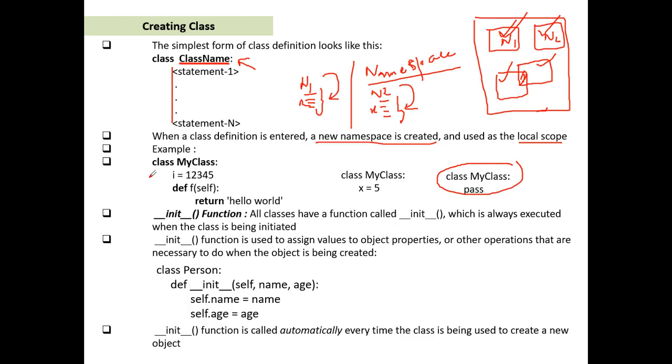See here, this is a formal definition of a class. Inside this class you have a variable and a method. These two things you can call the properties of the class. Properties of which class? This my class. My class is the name. So these properties belong to this my class.